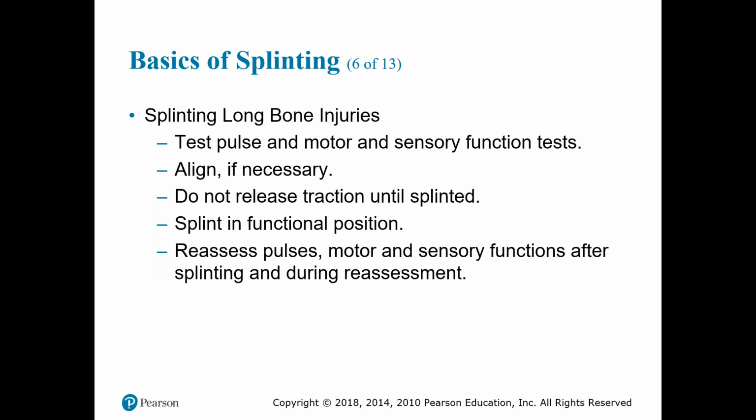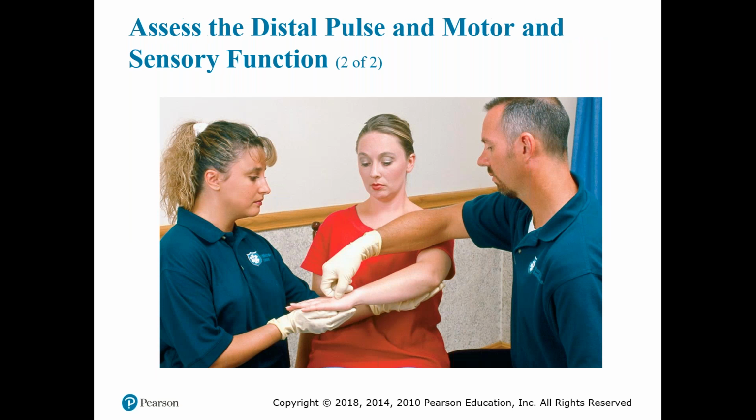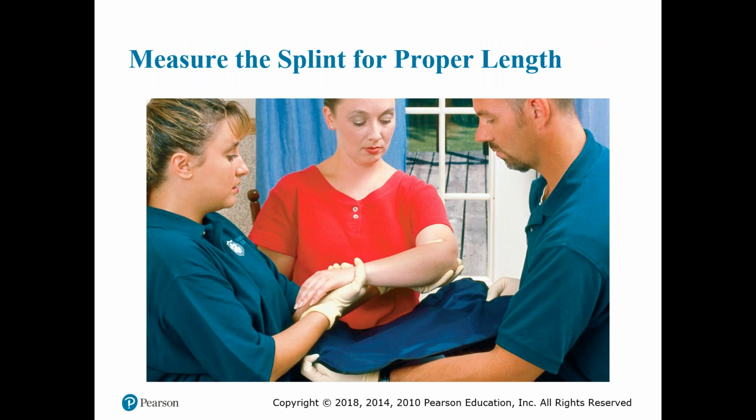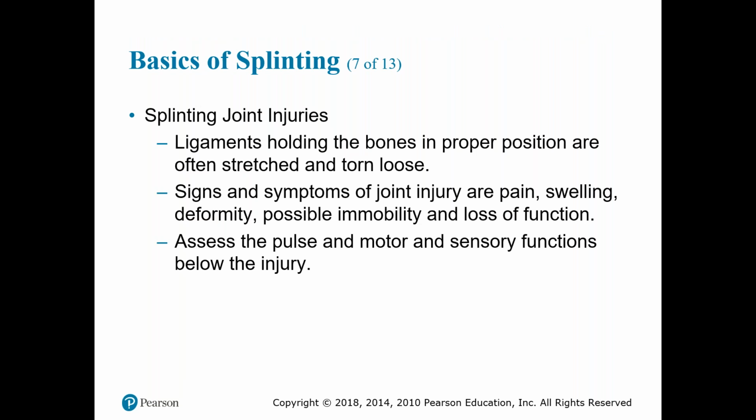So when we're splinting long bone injuries, check CMS, align if necessary if the CMS is compromised. Do not release traction until splinted. So specifically, this is in relation to our closed isolated femur fractures, and then reassess after that is completed. Another example of that vacuum splint, you can see with the air drying out that it's starting to mold around that extremity.